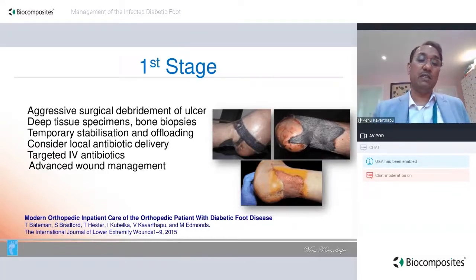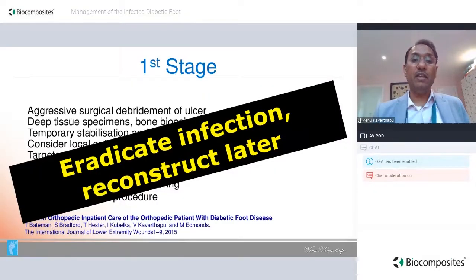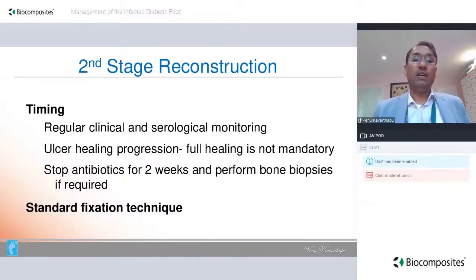Then we still use targeted intravenous antibiotics to achieve infection eradication, but the large wounds that are left are managed with appropriate advanced wound management treatment. Most of the time it tends to be negative pressure wound therapy in our unit. So what we're trying to do here is to achieve infection eradication first, and then reconstruct later. So during the second stage, you do the full reconstruction.